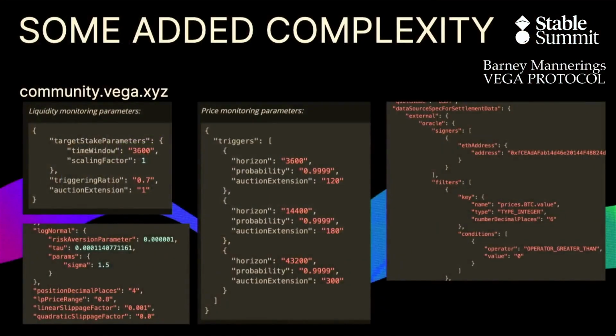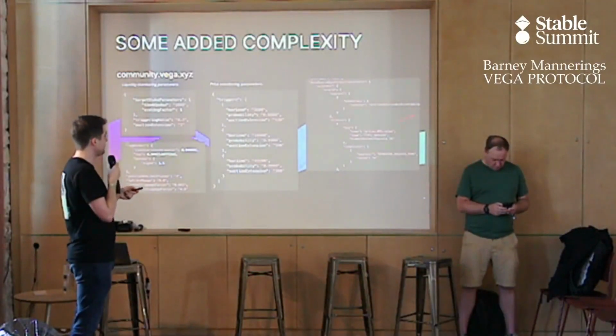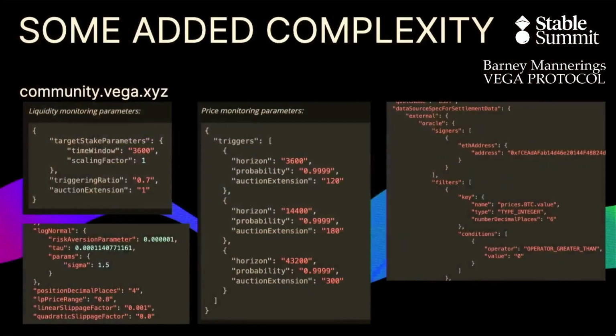And then finally, we've got our oracle specification. This is a market settling on a Coinbase open oracle format. So they've specified their ETH address, which is the publisher of this open oracle format, and then some filters, which pull out the right price, say what specification of decimal places it's in, and some sanity checking, ensuring that it's above 0.